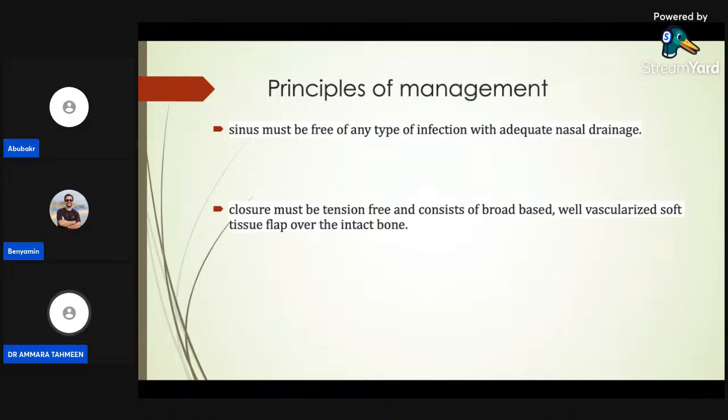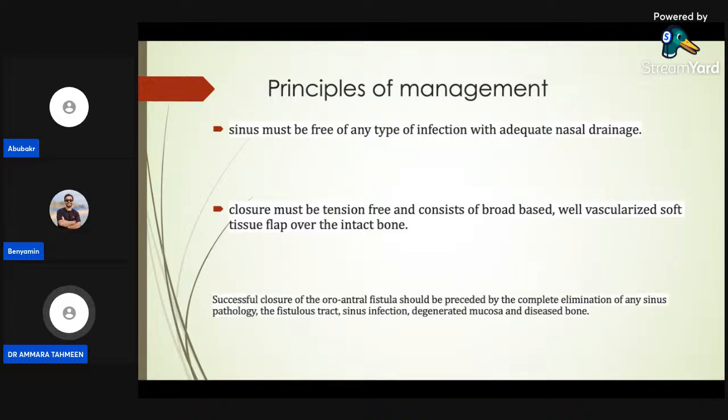So next, we will be talking more about the management methods which are carried out for the oroantral communication. Successful closure of the oroantral fistula should be preceded by the complete elimination of any sinus pathology, fistulous tract, sinus infection, degenerated mucosa, and diseased bone. This is the first principle. If you have eliminated the sinus pathology and followed the first principle properly, then automatically your second principle of the management will be successful.